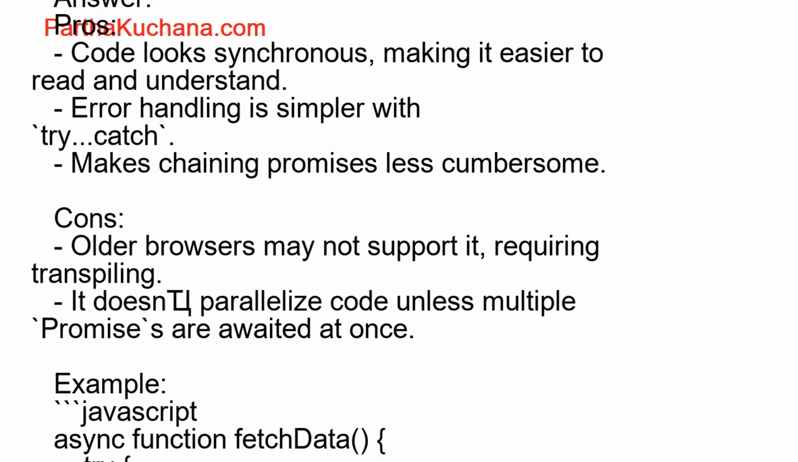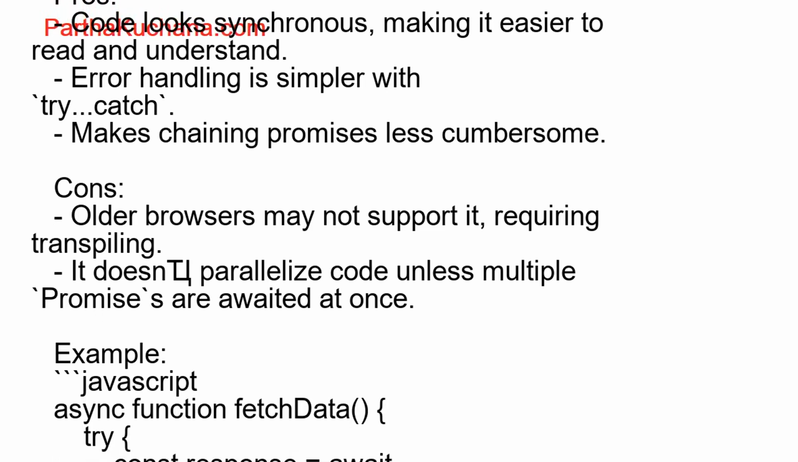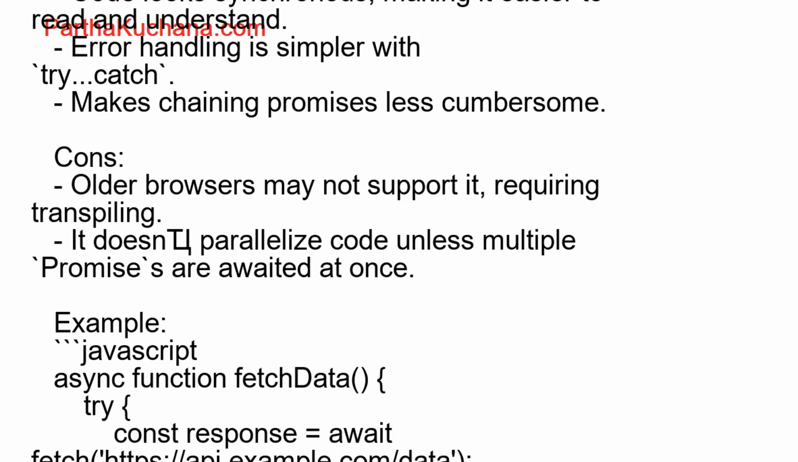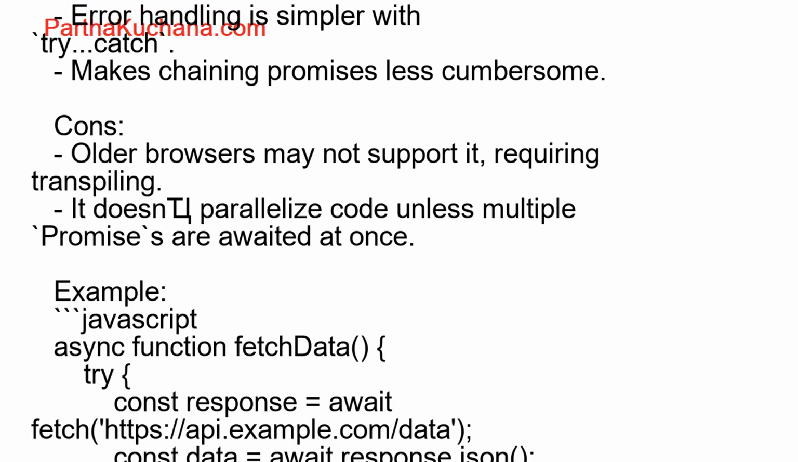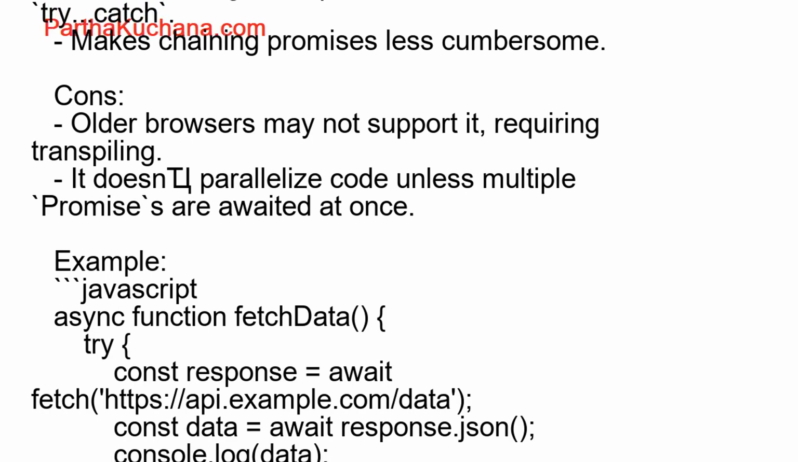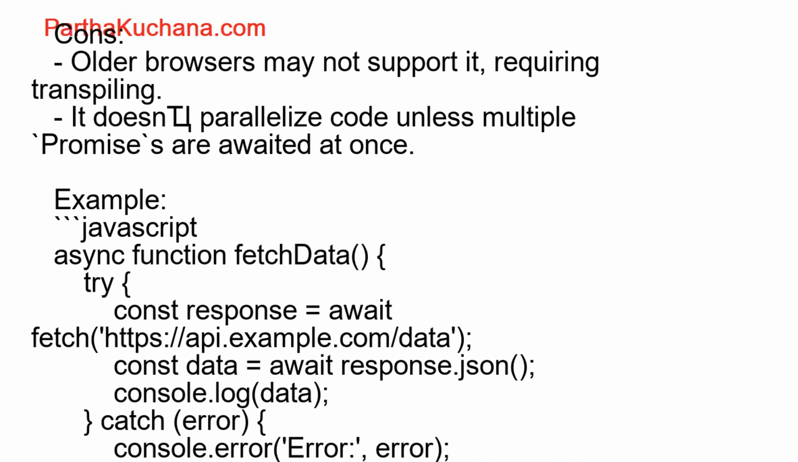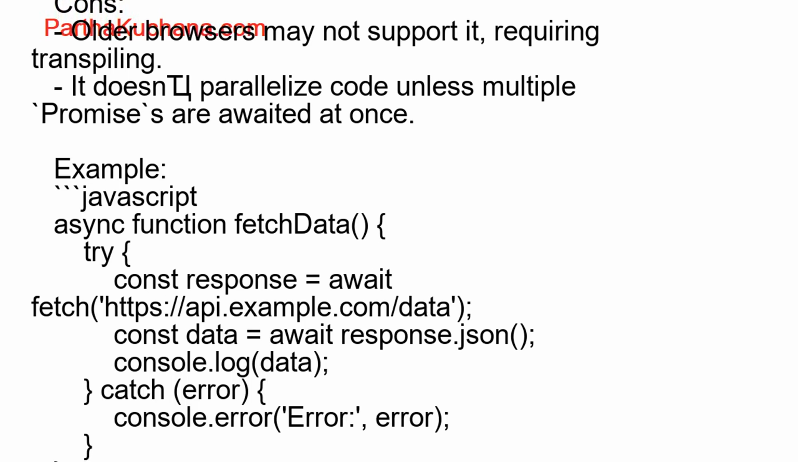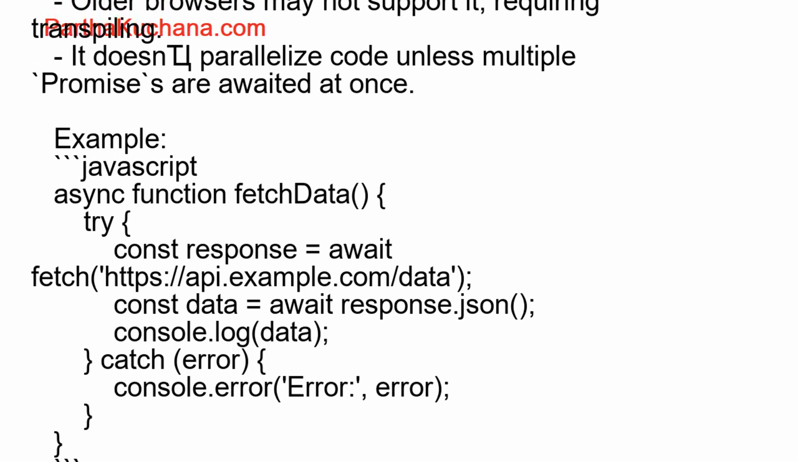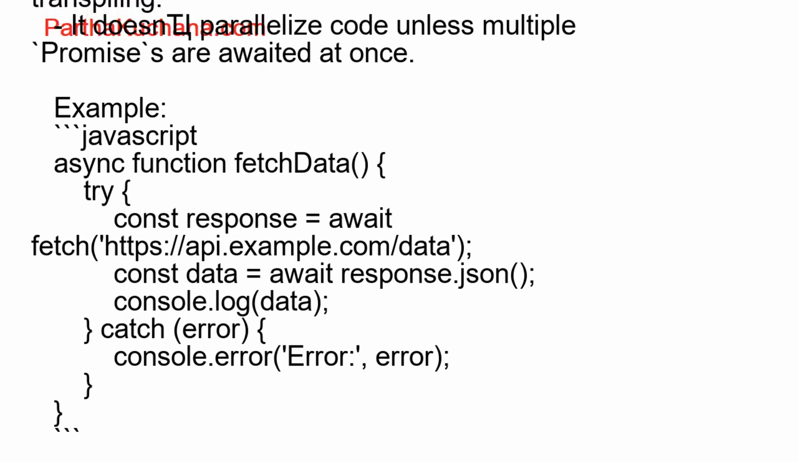9. What is the difference between microtasks and macrotasks in JavaScript? Answer. Microtasks, e.g., promises, are executed before the next rendering cycle and after the currently executing script finishes. Macrotasks, e.g., setTimeout, setInterval, are queued to be executed after microtasks.